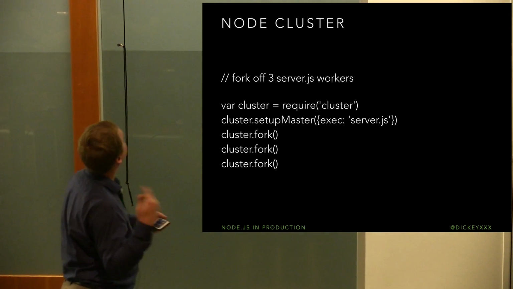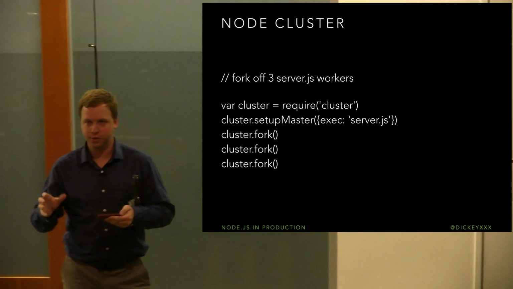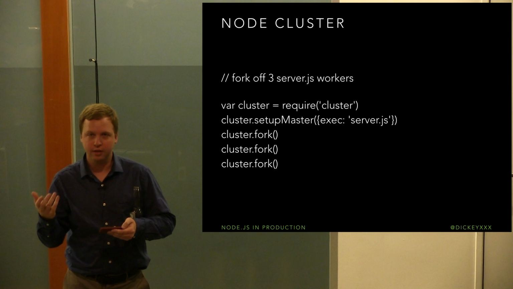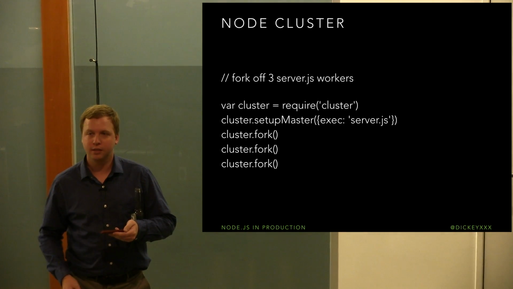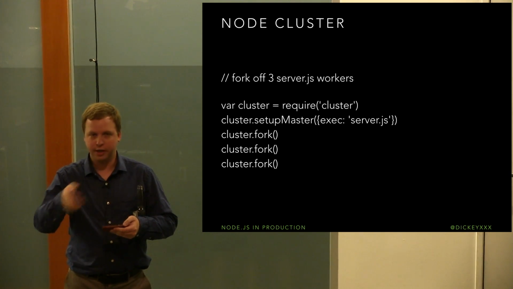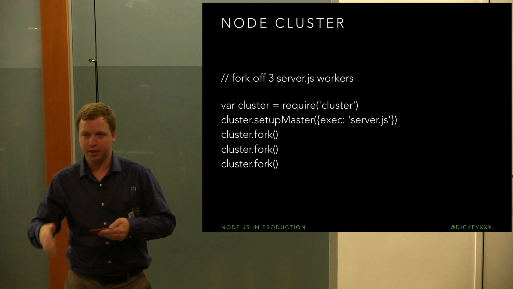So here, I'm just getting Node cluster. And this is built in. This isn't a package you install. It's built in the core. And I'm declaring that server.js is the worker file. And I'm forking off three processes. And so all of those will be load balanced properly, and they'll just be listening. And if one dies, the other two will take over. Don't worry about any dropped requests. Everything just works.